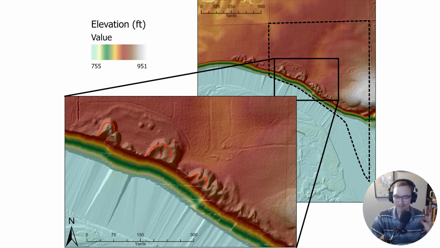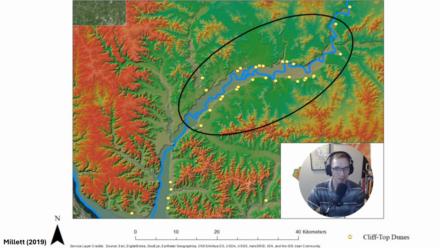And not to say that Town of Union Conservancy doesn't have awesome dunes, because it does. But when you start to zoom out and you start to look for these things in the landform or in the Chippewa River, they're everywhere. And we see them all over the place. All of those yellow dots are different clifftop dunes. Those are the three that we just looked at.